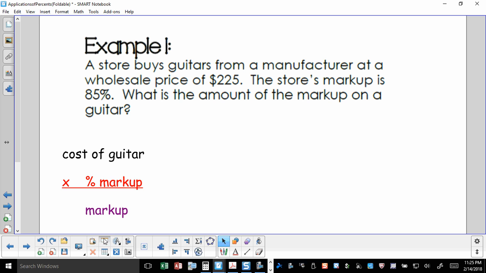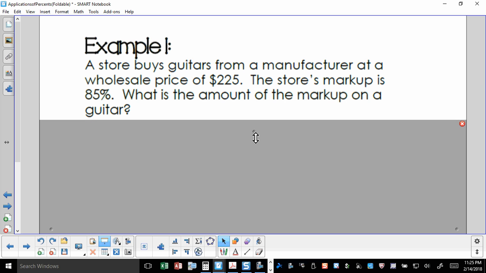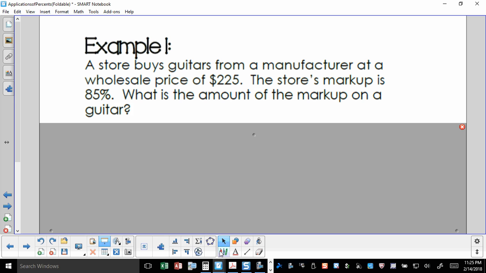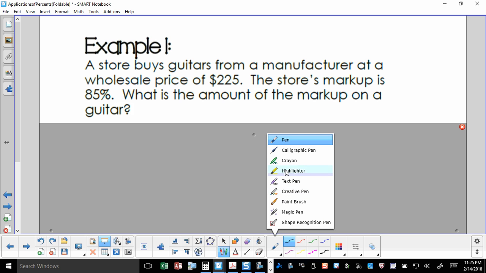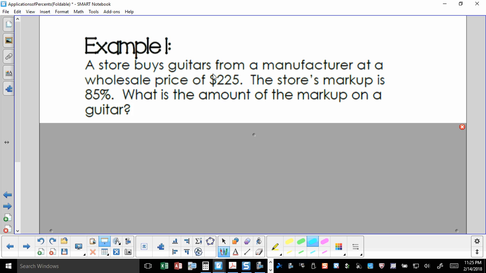So our first example here. A store buys guitars from a manufacturer at a wholesale price of $225. The store's markup is 85%. What is the amount of the markup on the guitar? So let's highlight a few important words and numbers. It costs them $225. The markup is 85%. And we always want to read the last sentence to see what they're asking for. They're asking for just the markup.